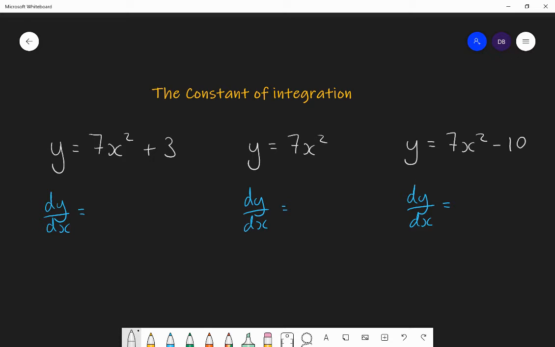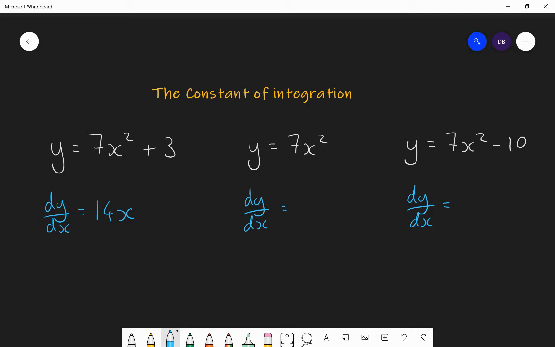So 7x squared differentiates to multiply by the old power, so 2 times 7 is 14. And then drop the power by 1, so that becomes x to the power of 1, so 14x. And the 3 differentiates to nothing, because remember that 3 is really 3x to the power of 0. So if I multiply by that old power 0, it becomes 0. So the gradient function of 7x squared plus 3 is 14x.